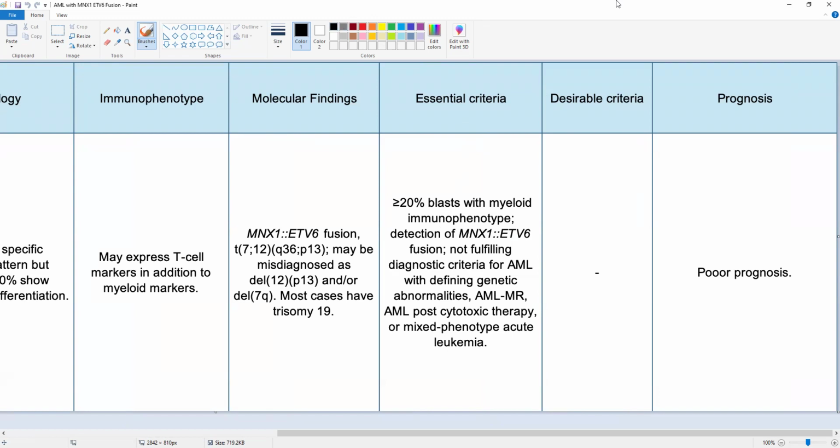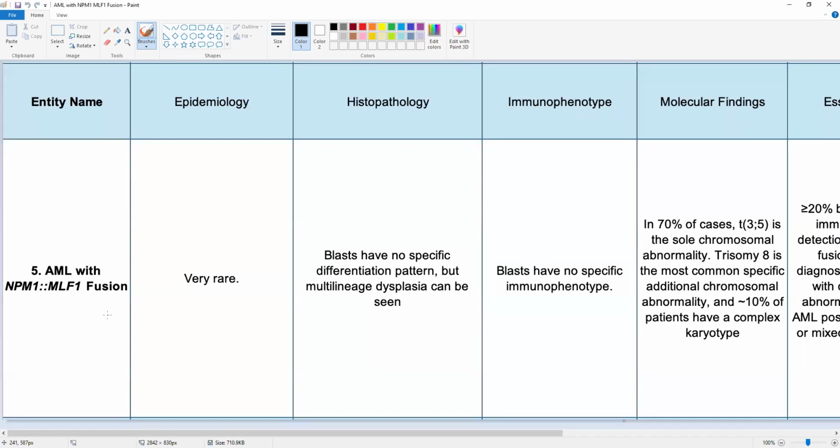And the last entity that I'm going to discuss today is AML with NPM1-MLF1 fusion. It's a very rare entity in which the blasts have no specific differentiation pattern, but multilineage dysplasia can be seen. The blasts have no specific immunophenotype, and in about 70% of the cases, translocation 3;5, which is the NPM1-MLF1 fusion, is the sole chromosomal abnormality.